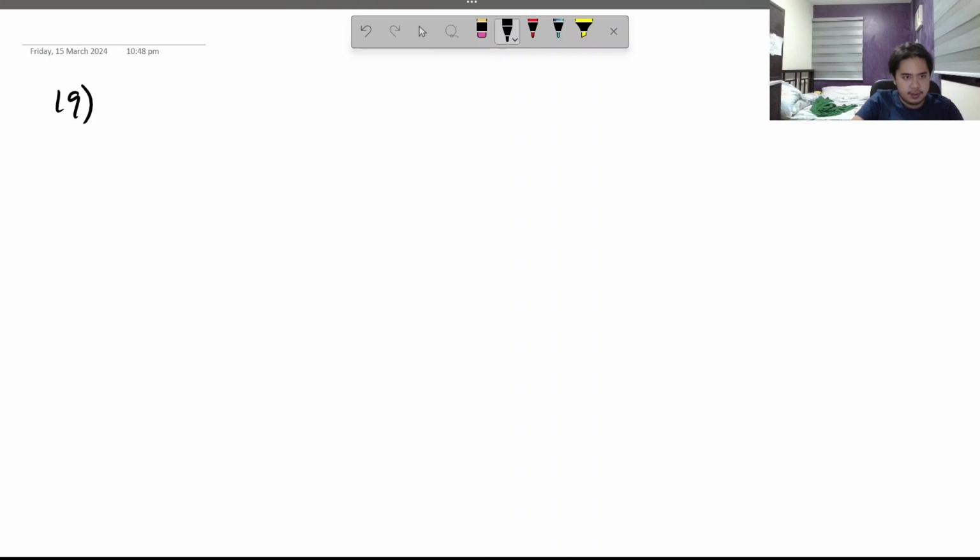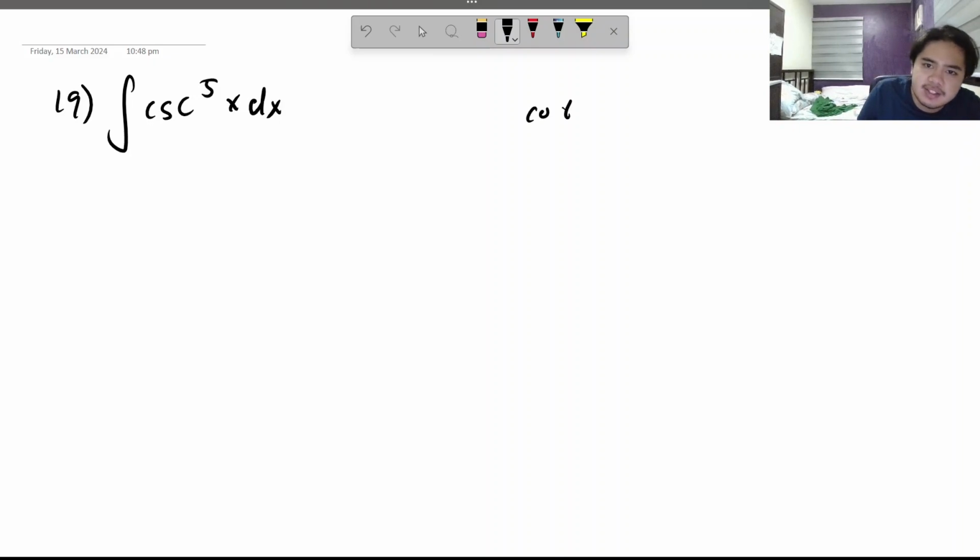19. The integral of cosecant to the power 5 of x dx. Now this is a bit difficult, so buckle up. What do we put in D? What do we put in U? We know that cotangent x and then d over dx. This is negative cosecant squared x. Correct?